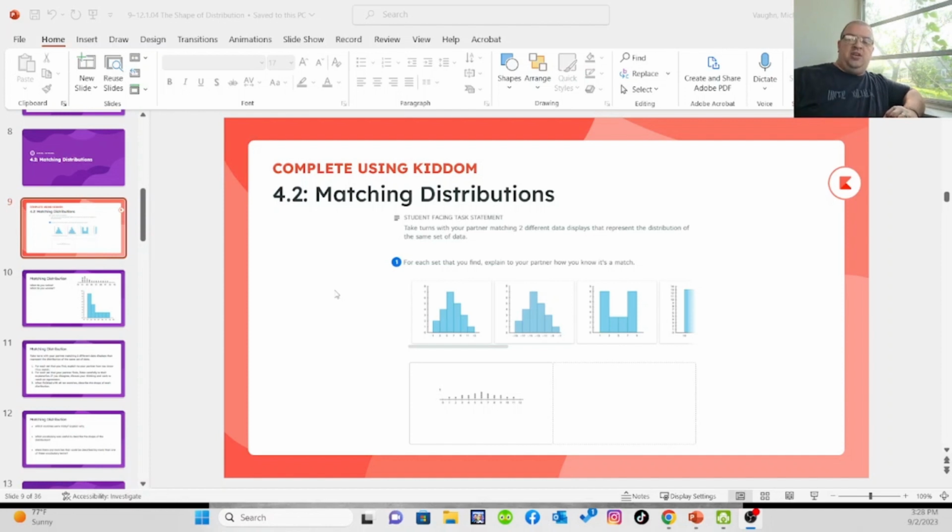Then every time you think you have found a matching set, I need you to talk with those around you and explain to them how you figured that out. All right, we could be looking at the labeling. We could be looking at the shape of the distributions. So you are trying to pay attention to where the dots are, where the bars are, what the labels are, how many dots there are, and the shapes, and try to figure out which dot plot matches to which histogram. If you think you find a pair, talk about it with your partners around you and come to a consensus.